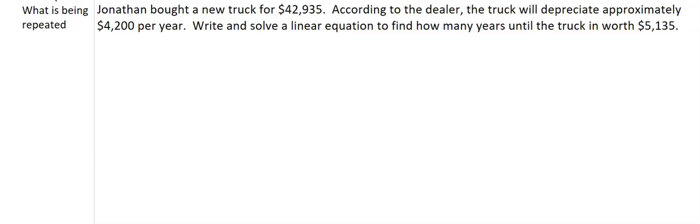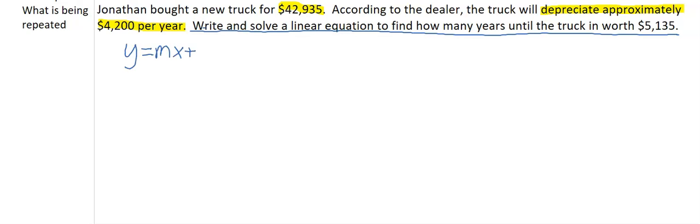So now if we go on and look at our second example, it says that Jonathan bought a new truck for $42,935. According to the dealer, the truck will depreciate approximately $4,200 per year, and it's asking us to write and solve a linear equation to find how many years until the truck is worth $5,135. So I'm going to go ahead and highlight some important information: how much the truck originally cost, its depreciation value per year, and then I underlined what it is asking. So it wants us to write and solve a linear equation.